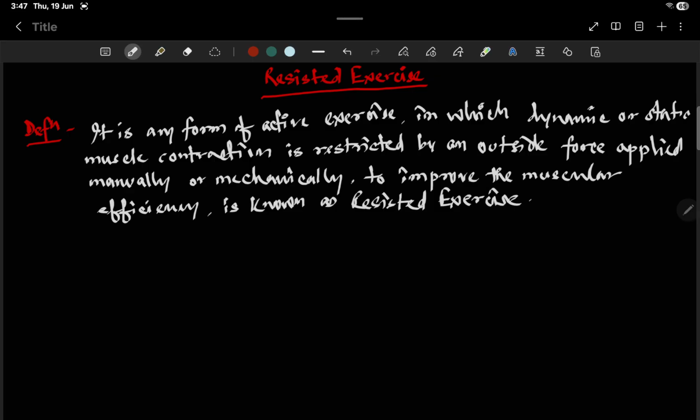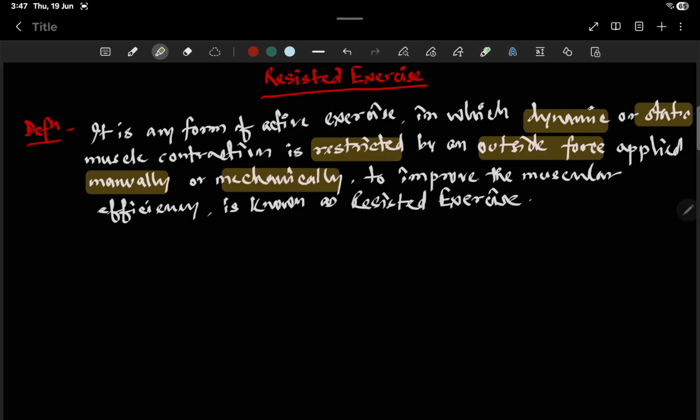Or it is any form of active exercise in which dynamic or static muscle contraction, any type of contraction, is restricted by an outside force or external force, manually or mechanically, to improve the muscle efficiency is known as the resisted exercise.